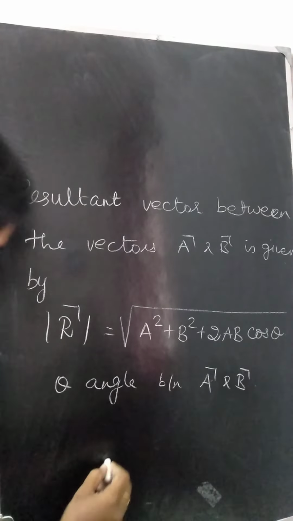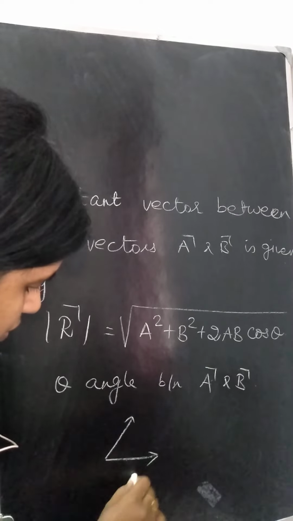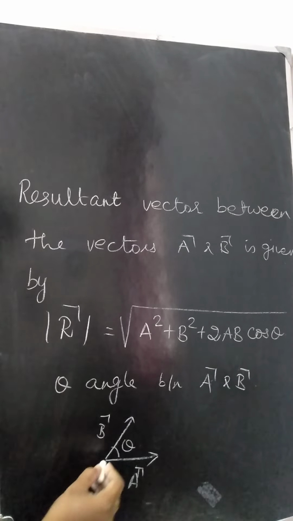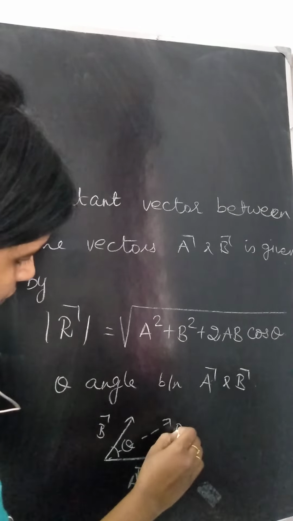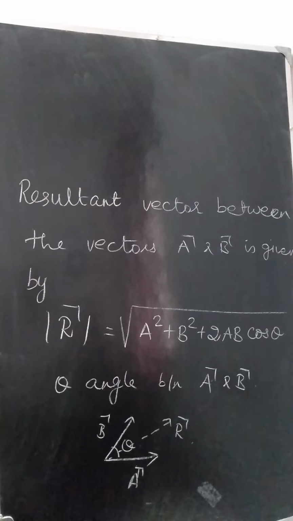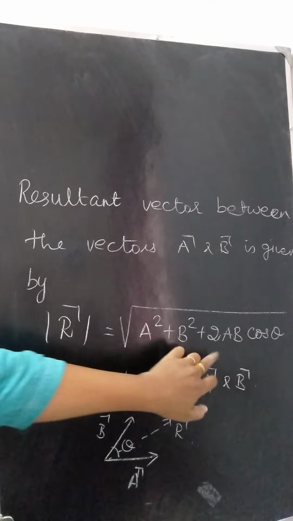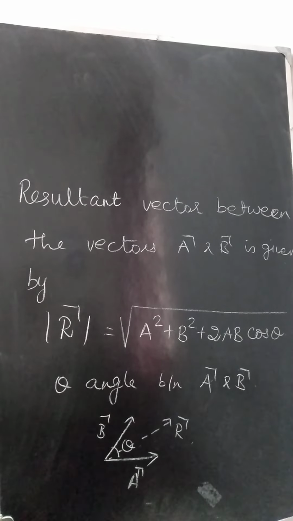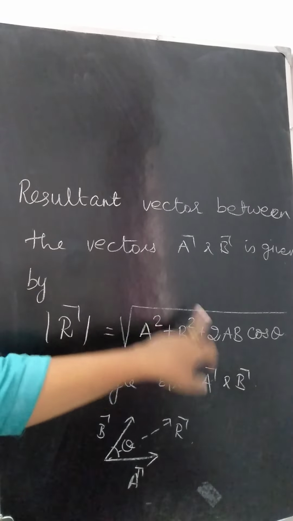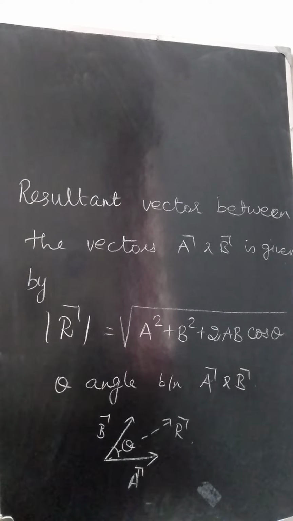This is A vector and this is B vector. This is from 11th, and theta is the angle between the two vectors, and the resultant R vector is given by root of A square plus B square plus 2AB cos theta. Sure? Noted? No doubt. So this is the formula we'll keep on using. While doing the sums you will need this formula. So the modulus of R vector is equal to root of A square plus B square plus 2AB cos theta, where theta is the angle between A vector and B vector.